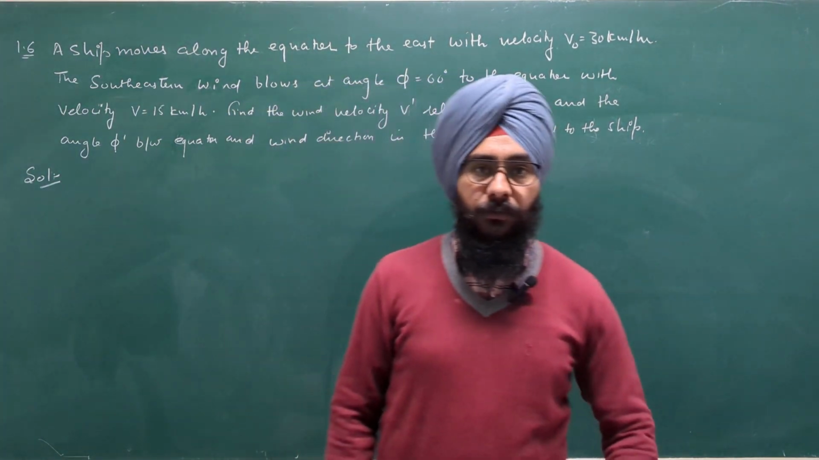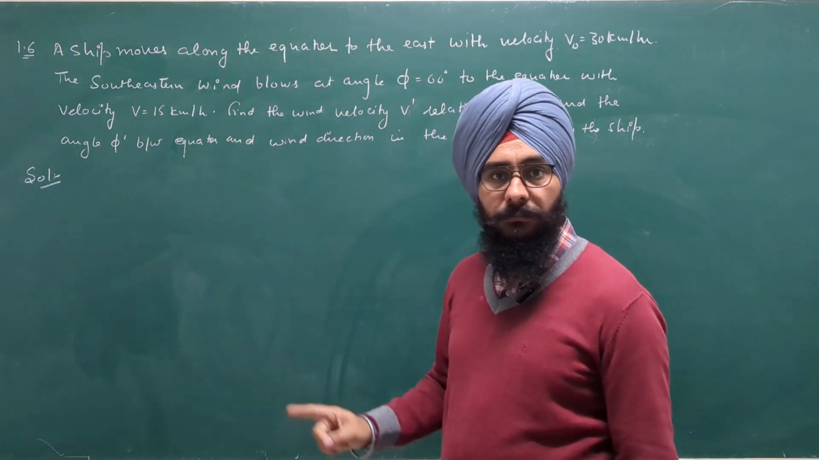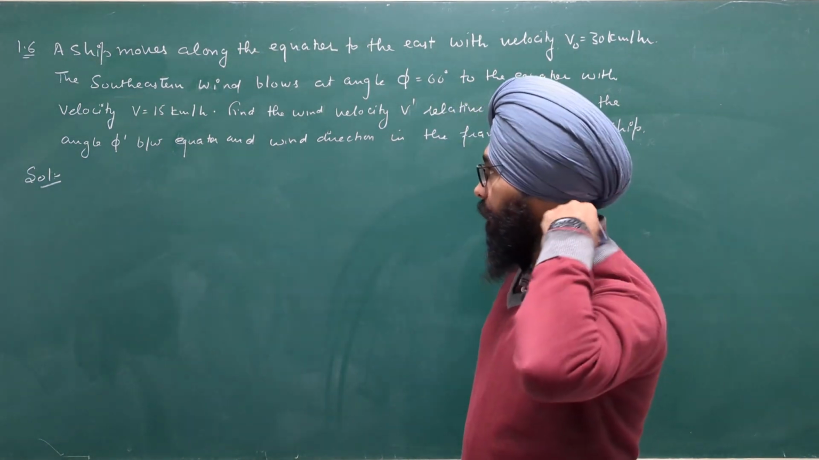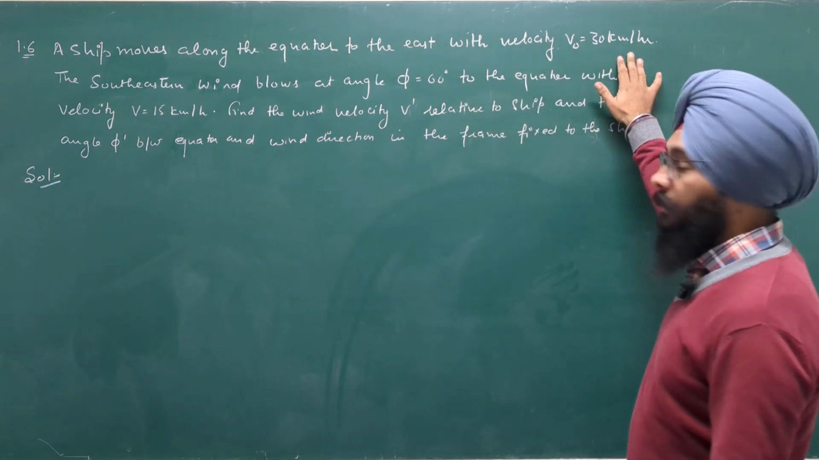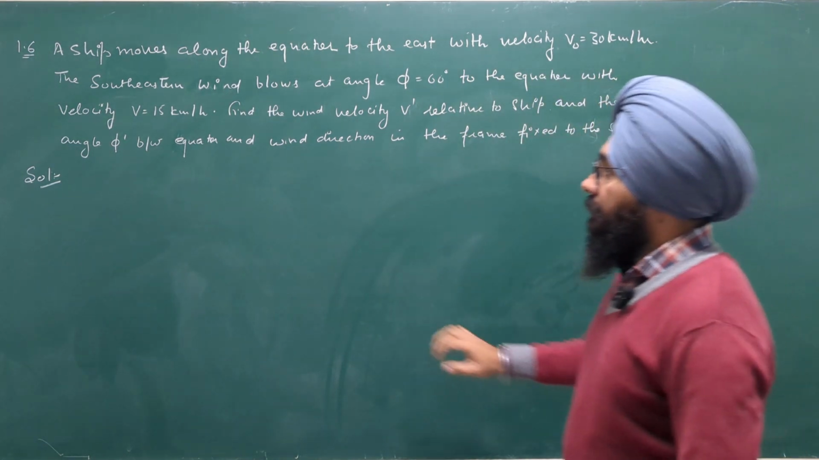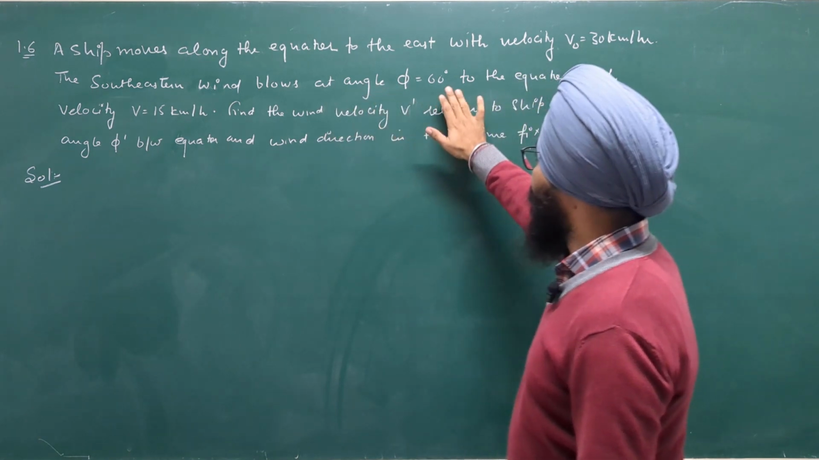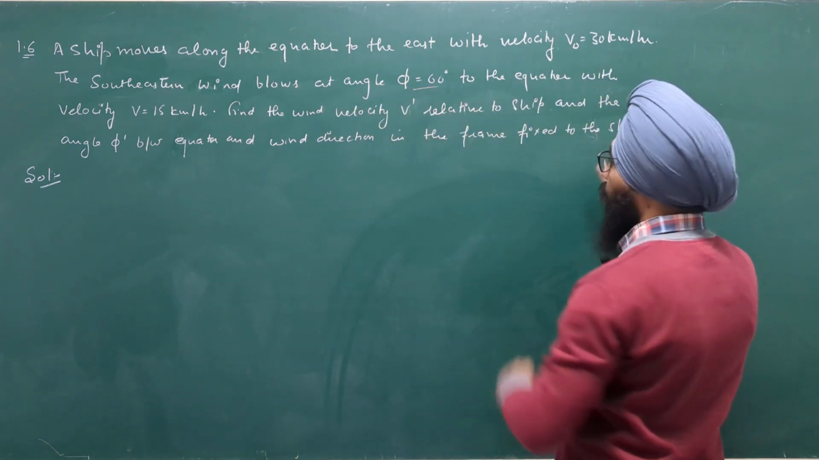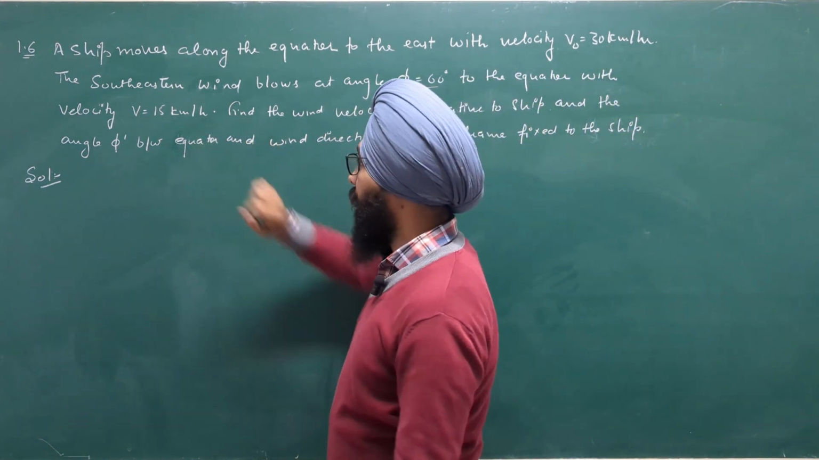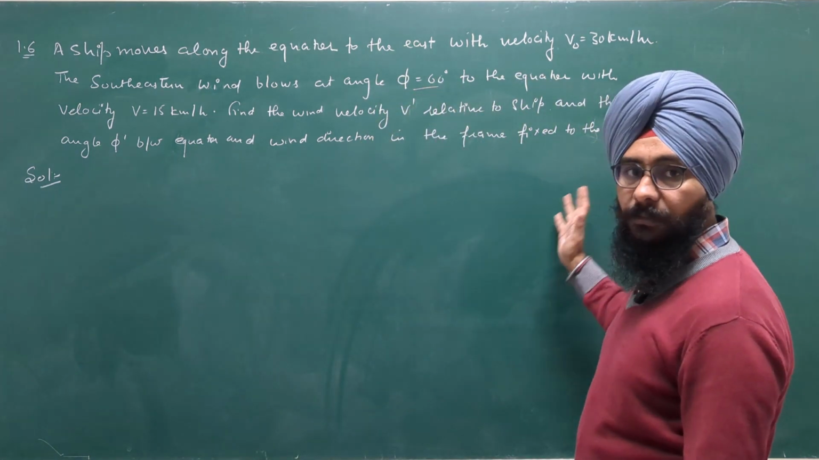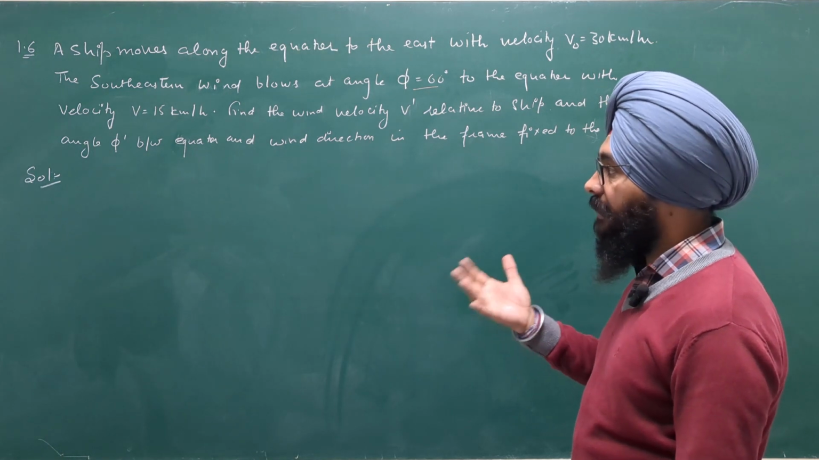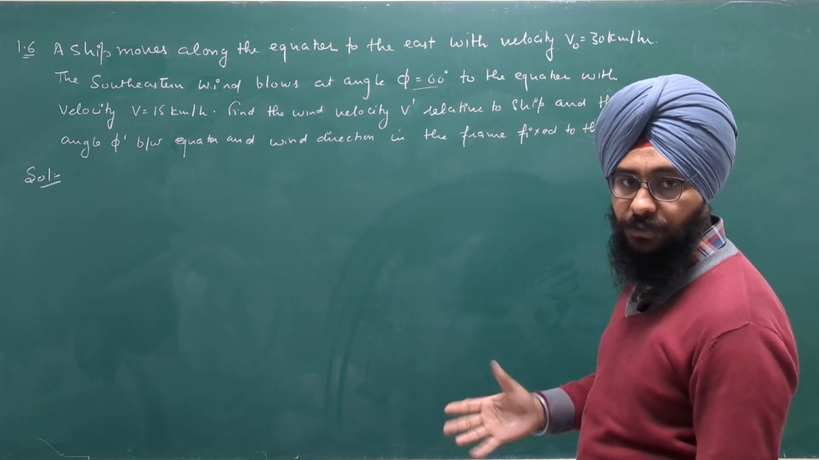Okay, we are going to solve question number 1.6 from the book by I.E. Irodov, and the question says a ship moves along the equator to the east with velocity 30 km per hour. The southeastern wind blows at an angle 60° to the equator with velocity 15 km per hour. Then they said find the wind velocity with respect to ship and the direction of velocity of wind with respect to ship.